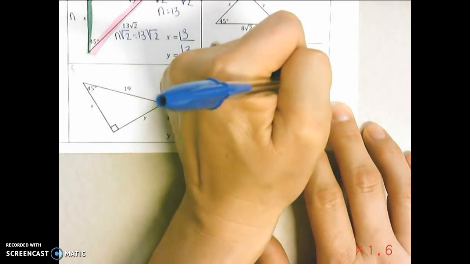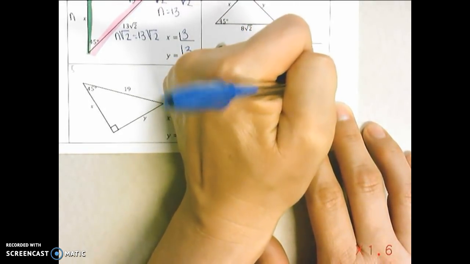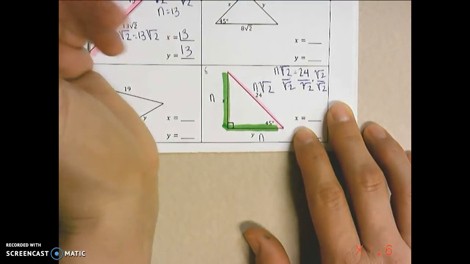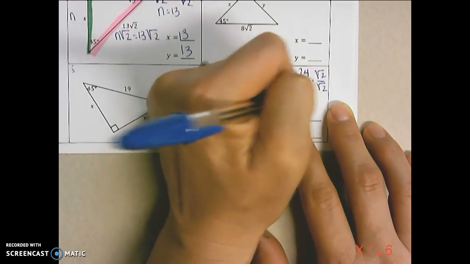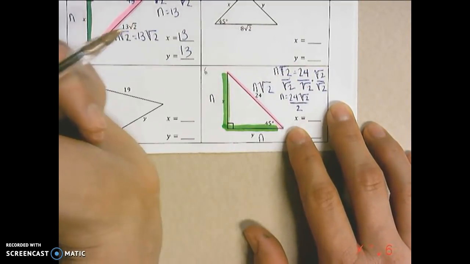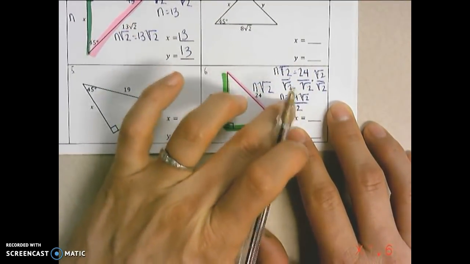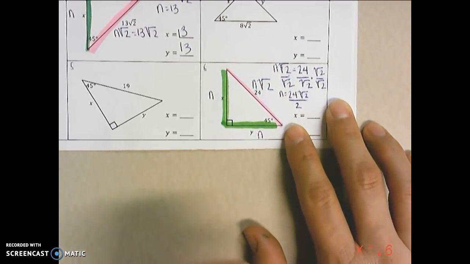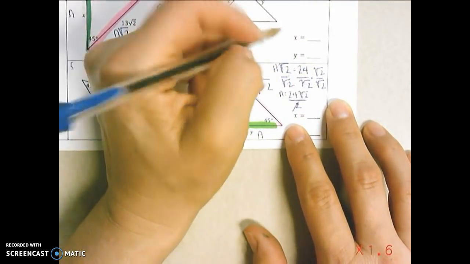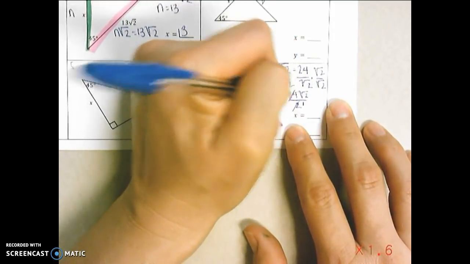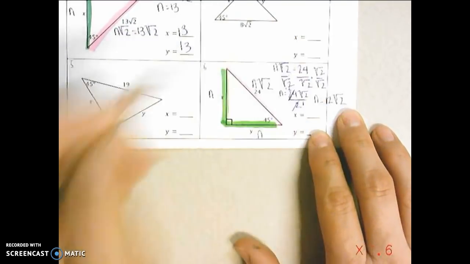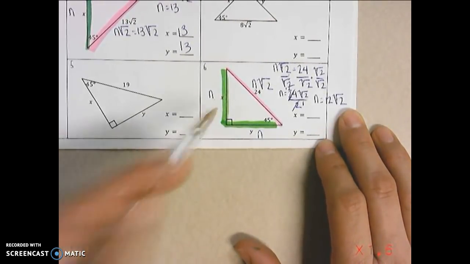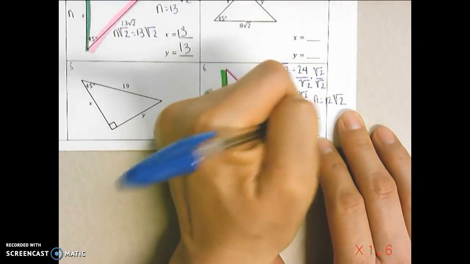So I need to multiply both the top and the bottom by rad 2. This becomes n equals 24 rad 2 over 2, and these two numbers outside of my radical sign can simplify. They both go into 2, so this becomes 1, and this becomes 12, and n equals 12 rad 2. Both my legs are n, so x and y are both 12.